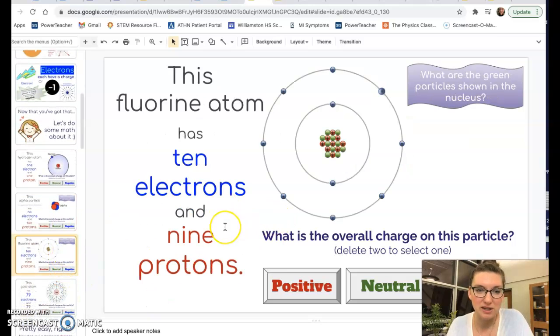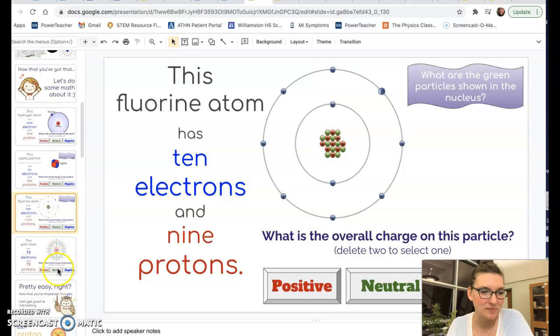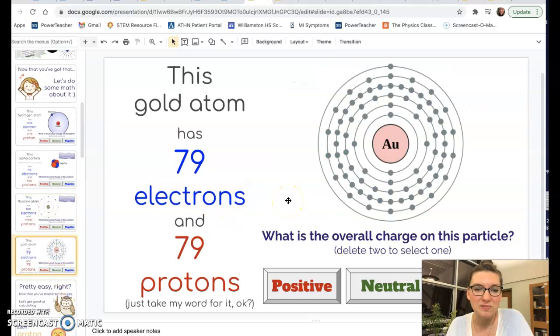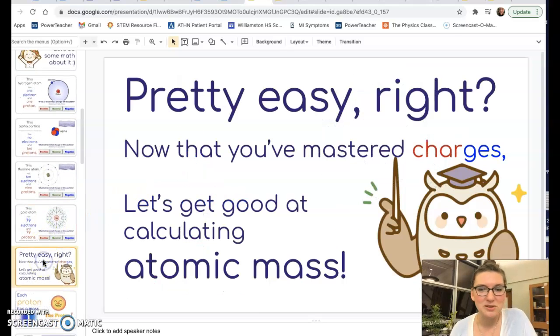Okay, so this fluorine atom has 10 electrons and 9 protons. Means there's one more electron than there are protons, so that's going to have a negative charge since electrons are negative. 9 are going to balance each other out, and then there's going to be one -1 hanging on. This gold atom has 79 electrons and 79 protons. You don't have to count them, just take my word for it. So since the electrons and protons balance each other out, it's going to have a neutral charge. So no big deal, right?